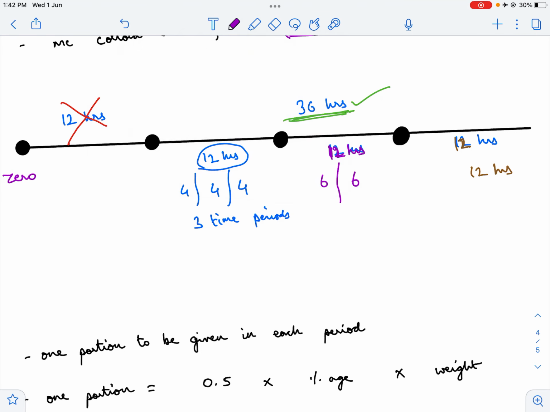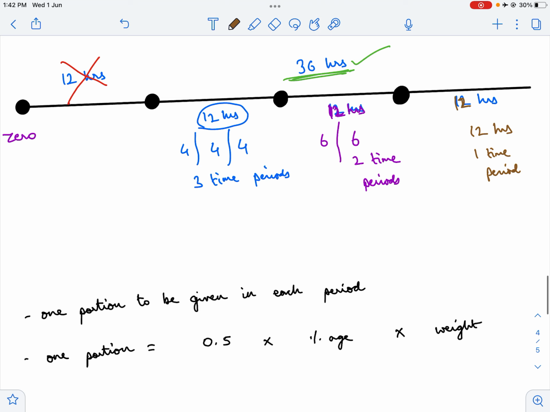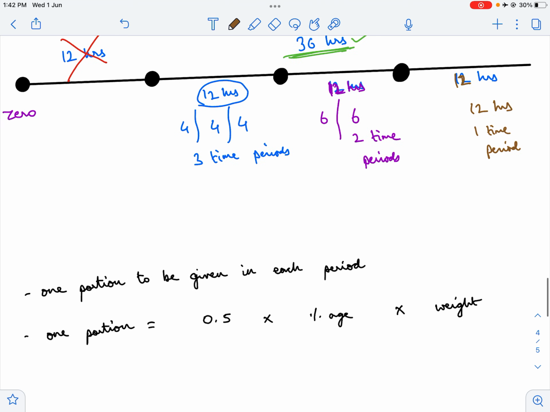Here you have two time periods. And here you have one time period. Now one portion of colloid is given in each period. So this means there are three time periods, so he will receive three portions. Here there are two time periods, so there will be two portions. Here there is only one time period, so there is only one portion.